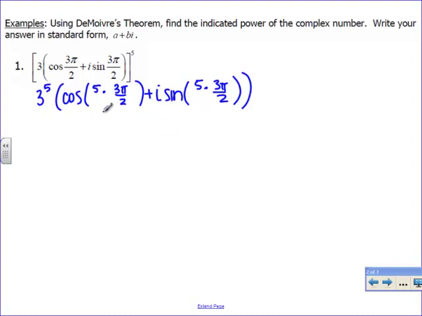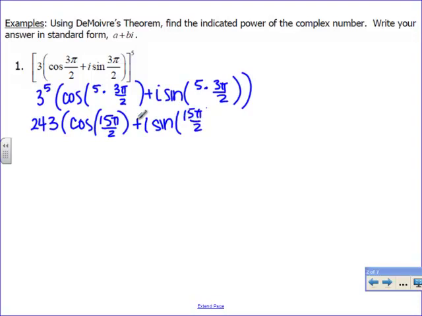Okay, that's going to be 15 pi over 2. 15 pi over 2 is my angle. So I have 3 to the 5th, which is 243. You can use a calculator for that. And if I were asked for my answer in trig form, I would be done. However, our directions ask us to write our answer in standard form, a plus bi, which means I need to simplify the 15 pi over 2.